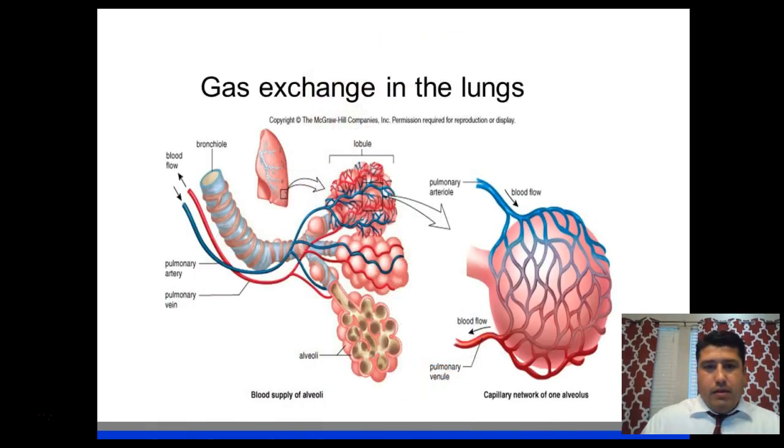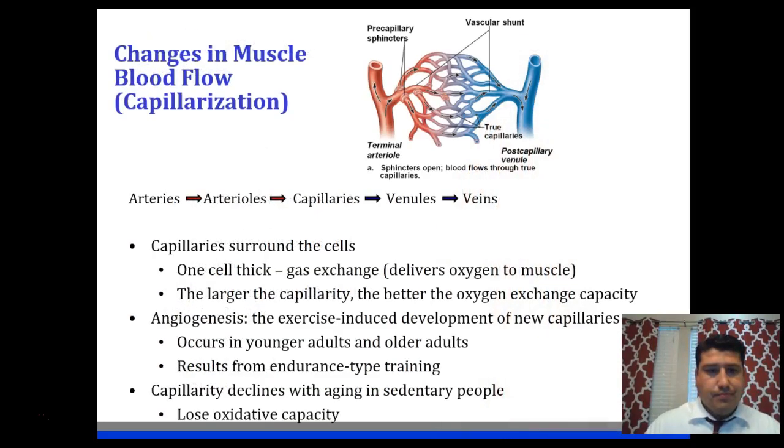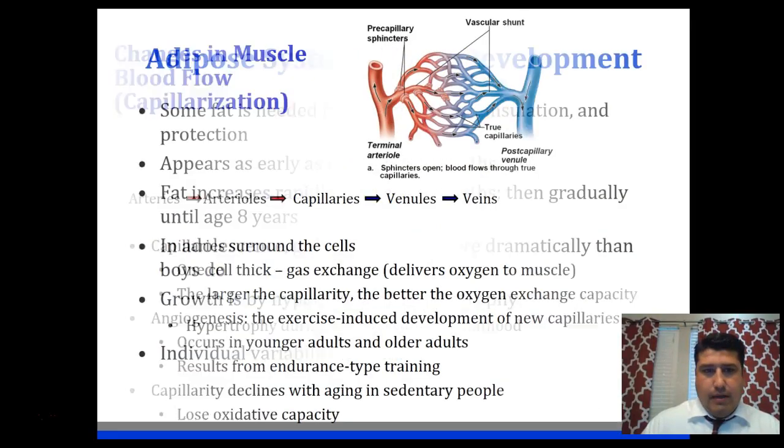With normal development, just like every other system, the function of the cardiovascular system eventually starts to decline. So this definitely affects ability levels among the aging population. And you can see some of the reasons why.